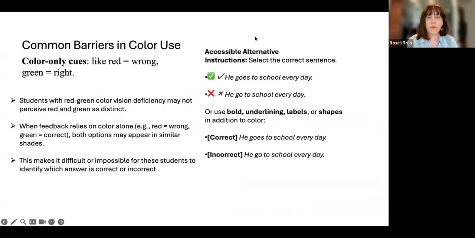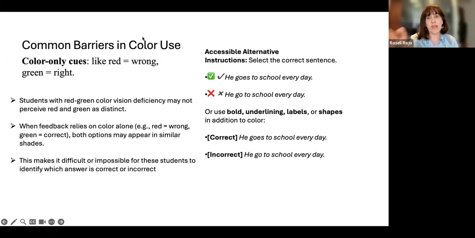For the first barrier, a specific example, color-only cues like red, wrong, green, right. Students with red-green color vision deficiencies may not perceive red and green as distinctive. So when feedback relies on color alone, for example, red, wrong, green, correct, both options may appear in similar shades for them. Both of them will be in brown shades. So this may, of course, make it difficult or impossible for students to understand the difference in the feedback that we are providing to our students.